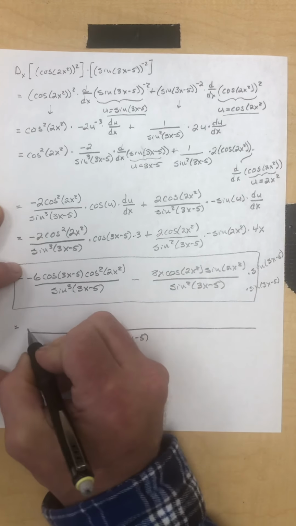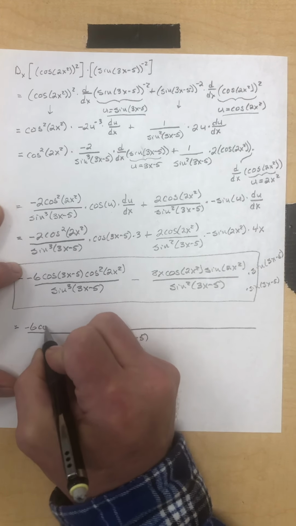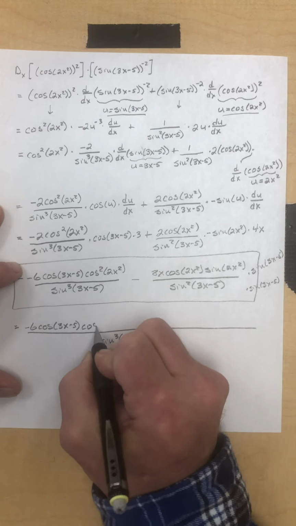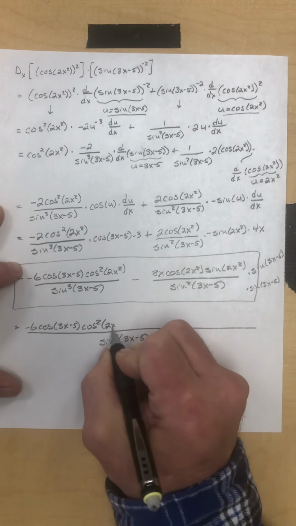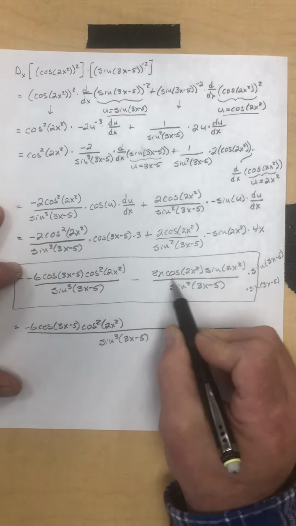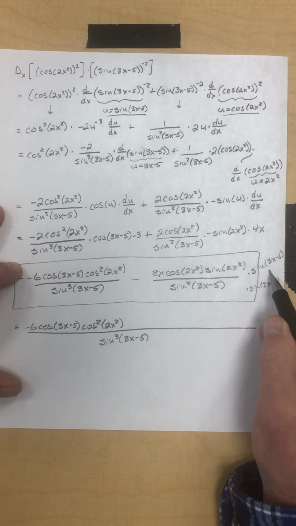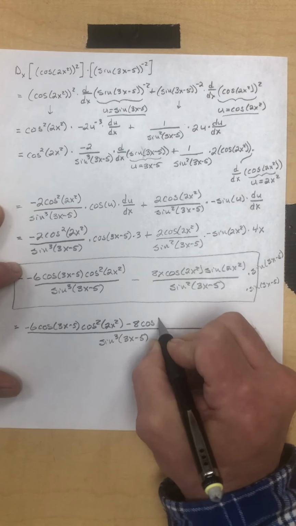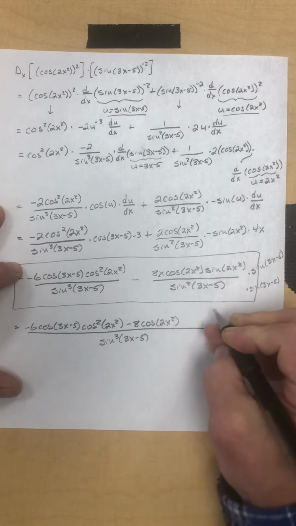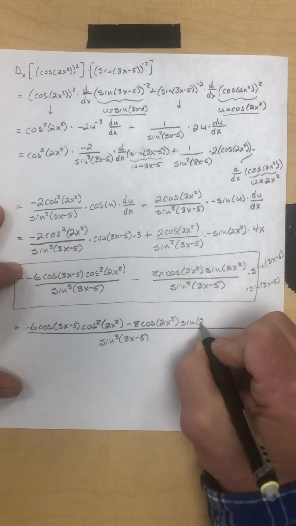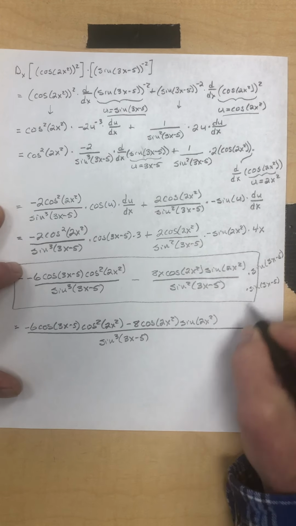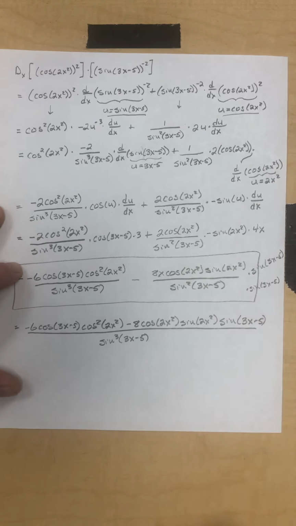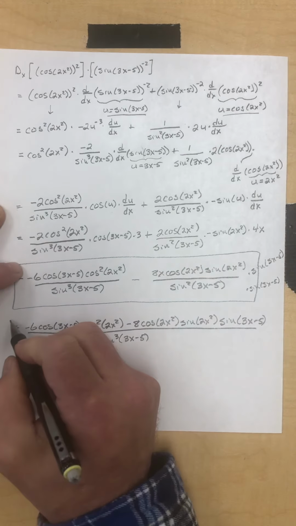So when I do that, my denominator would be sine cubed of 3x minus 5. So I bring this numerator down, -6 cosine of 3x minus 5, cosine squared of 2x squared. And then obviously I've got to take this numerator and multiply it here. Okay, so I'd get -8 cosine of 2x squared sine of 2x squared times the sine of 3x minus 5. And I don't see anything I can do there.